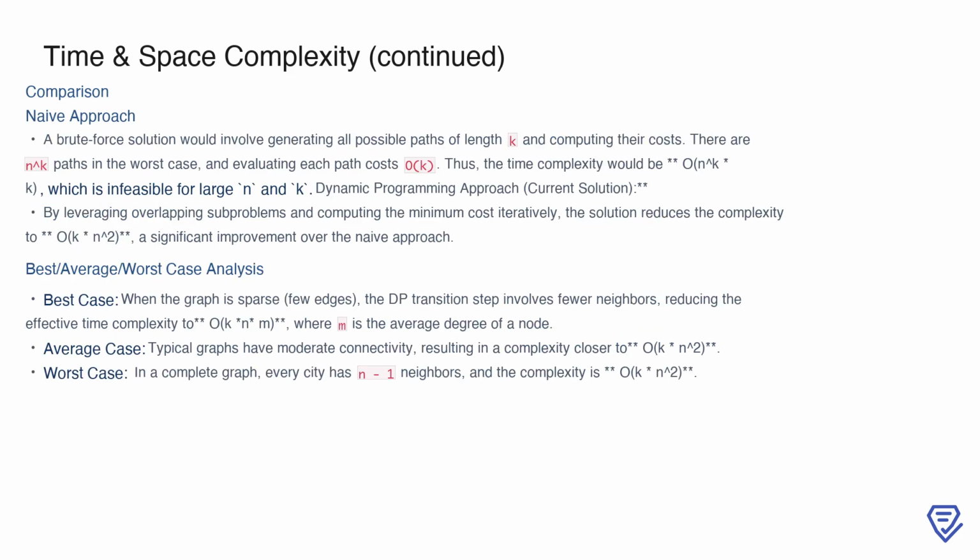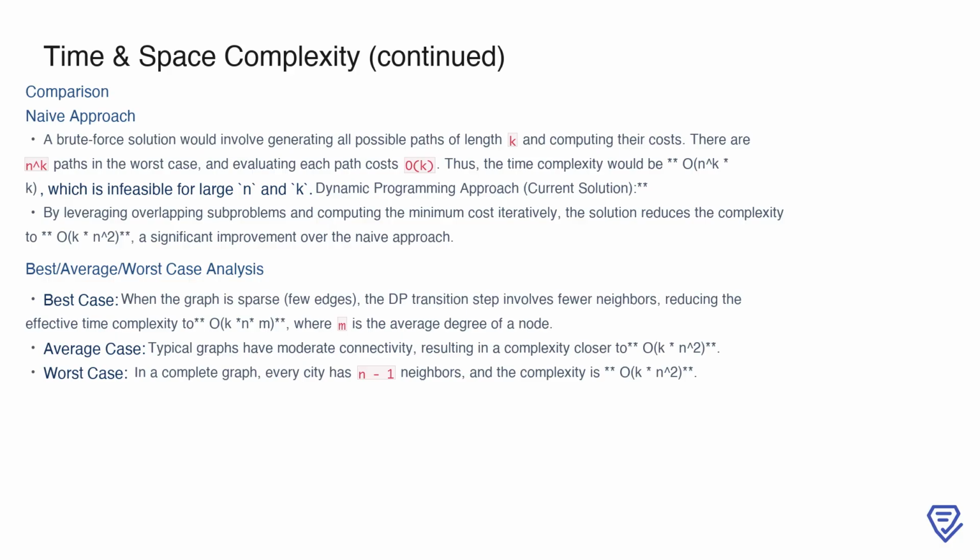When comparing this dynamic programming approach to a naive solution, the efficiency becomes clear. A brute force method would involve generating all possible paths of length k and calculating their costs. Since there are n^k possible paths, and evaluating each requires k time, the total time complexity would be n to the power of k, times k, which is infeasible for larger values of n and k. In contrast, the dynamic programming approach leverages overlapping subproblems and iteratively computes the minimum cost, reducing the complexity to k*n squared. This is a dramatic improvement.